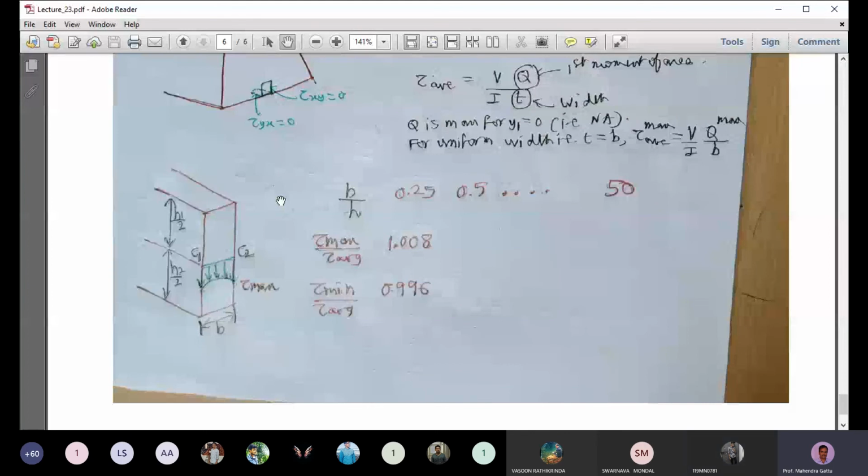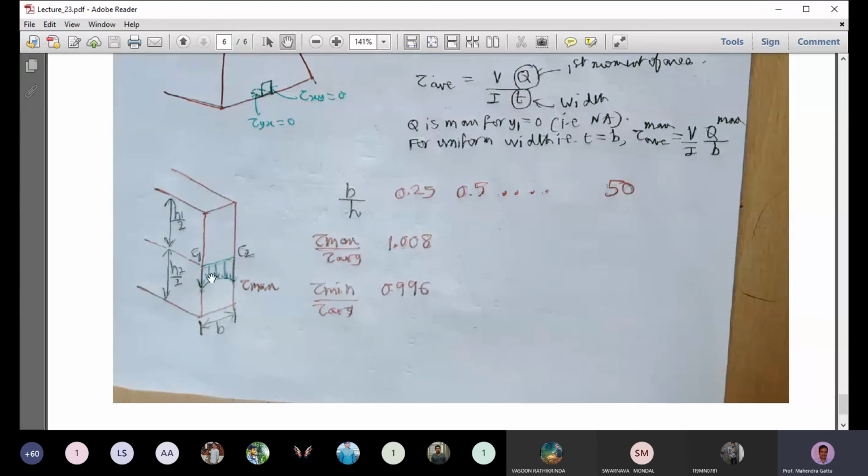Some mathematical work has been done by mathematicians, some elasticity researchers. So what they have done, they have taken a beam of uniform width B and height h, and they have calculated the shear stress distribution at the neutral axis. Okay, so C1, C2 is the neutral axis.